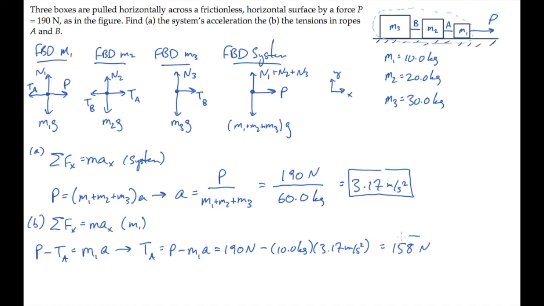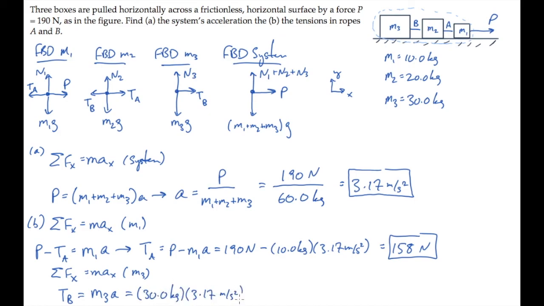Now we write Newton's second law again and apply it to one of the free body diagrams, allowing us to find tension in rope B. Again, we have 2 choices. We can use mass 2 or mass 3. Mass 3 is simpler because there's only one horizontal force there, so we'll choose it. Adding all the forces along x just gives us tension in rope B, so that equals the mass, 3 in this case, times the same acceleration. Everything's accelerating together. When you calculate that, you find that tension in rope B is 95.1 newtons.